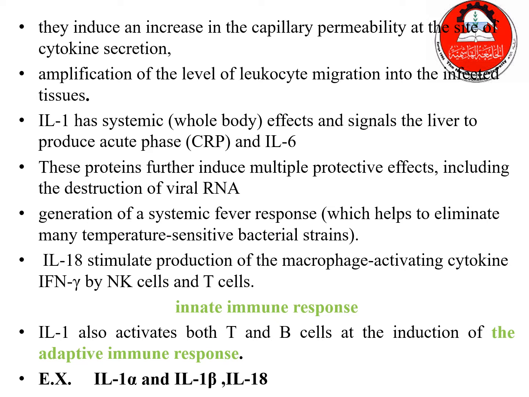Interleukin-18 stimulates production of the macrophage activating cytokine interferon gamma by natural killer cells and T cells. Also among the interleukin-1 family, we have interleukin-18, which stimulates the production of the macrophage activating cytokine interferon gamma by natural killer cells and the T cells.